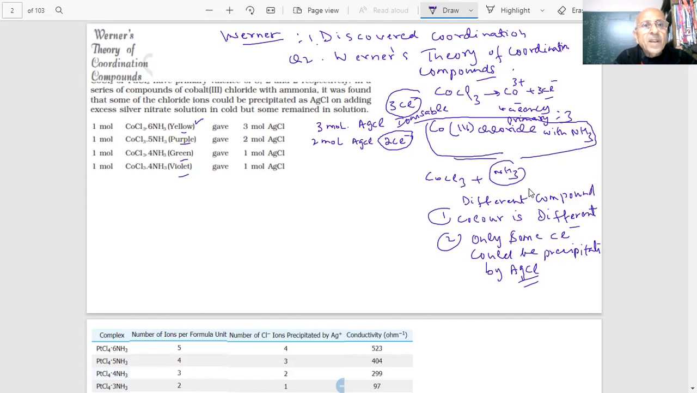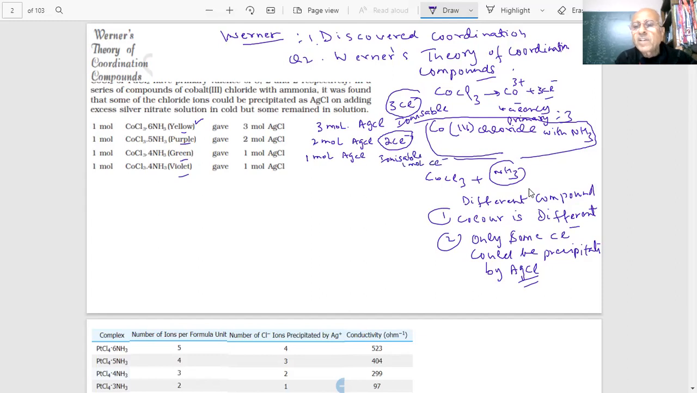Further, he found another compound, CoCl3·4NH3. It was green in color and it gave only 1 mole of AgCl. But it proves that there is only one ionizable Cl. How many? 1 mole.